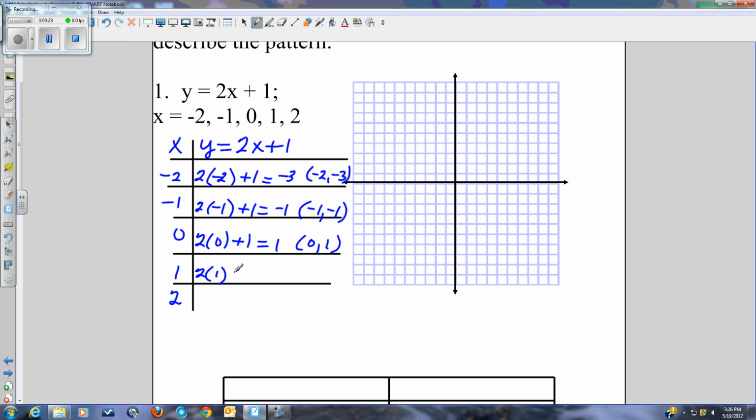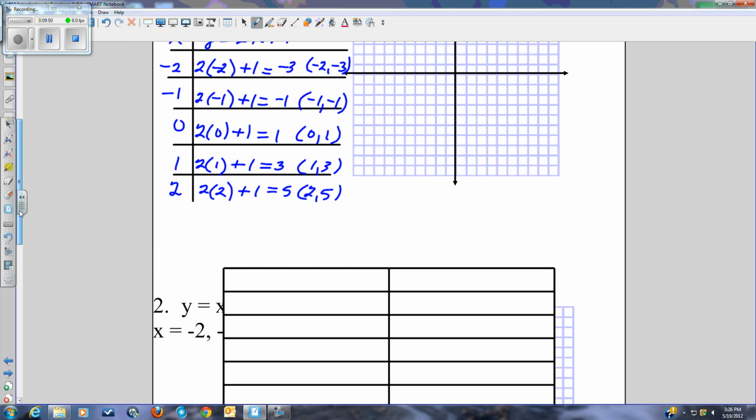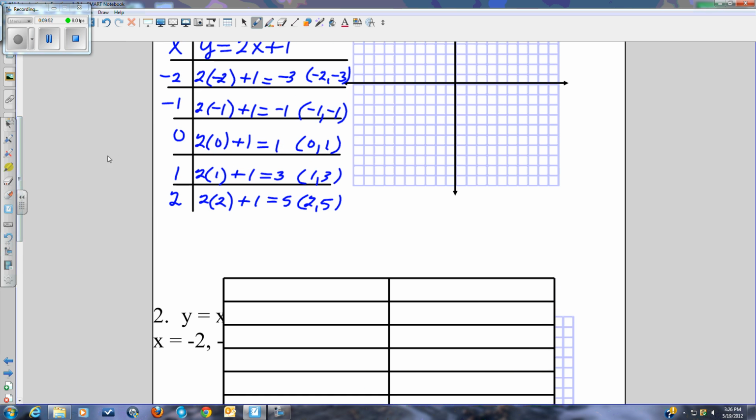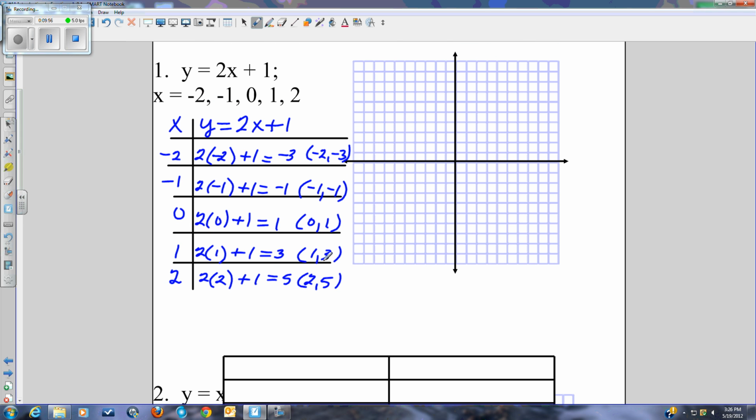Next insert the 1. 2 times 1 plus 1. 2 times 1 is 2, plus 1 is 3, so we have the point 1, 3. And then we have 2 times 2 plus 1, which gives us 4 plus 1, which is 5. So we have the point 2, 5. And I know there's a table down below which you could... oh, there it is. So we'll get rid of that in just a moment. Let's keep going with this table here.